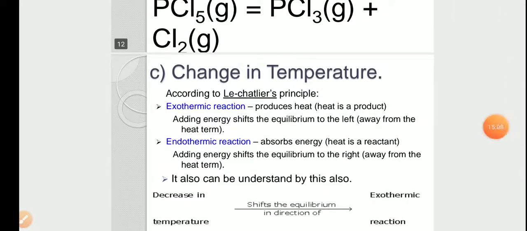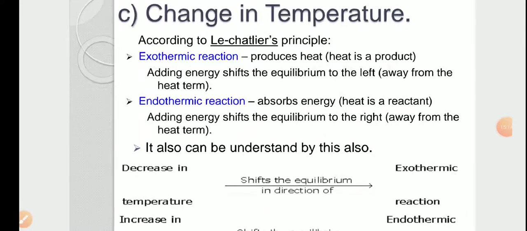So now, another thing is the effect of temperature, or change in temperature. Normally, if we consider chemical reactions with respect to heat and energy, there are two types: exothermic reaction and endothermic reaction. In an exothermic reaction, heat is produced due to the reaction, and in an endothermic reaction, heat is required to carry the reaction forward.